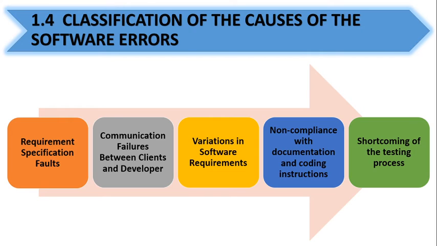The first one is requirement specification faults. There are a certain number of problems related to the clear, correct, and concise writing of the requirements so that they can be converted into specifications that can be directly used by the computer programmer, tester, and so on. Even a change in a requirement can lead to a requirement specification fault.